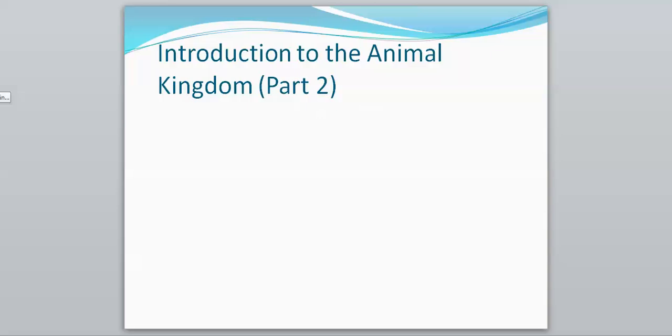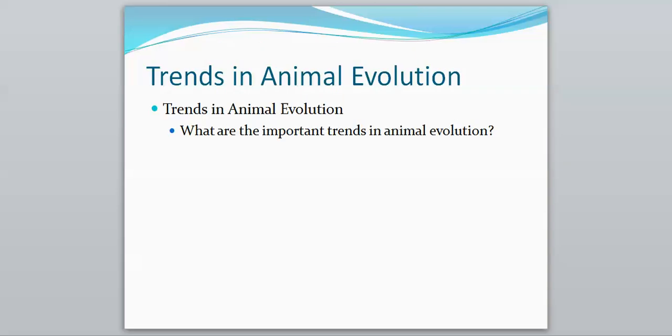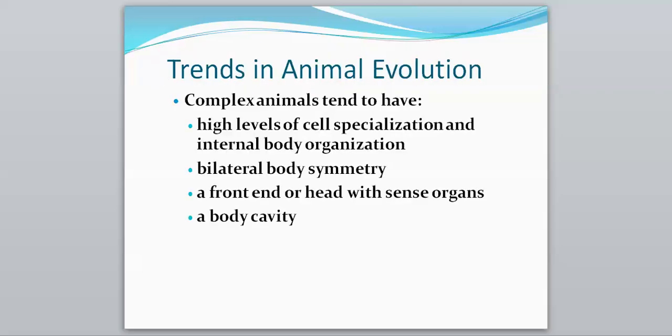And again, if you remember from the ending of our last video, we're going to look at some important trends in animal evolution. So that's what we're going to look at today to help us understand what in fact animals are and how we classify them. And we need to know why they evolved the way they do to help us better understand them overall. So our first thing being our trends in animal evolution.